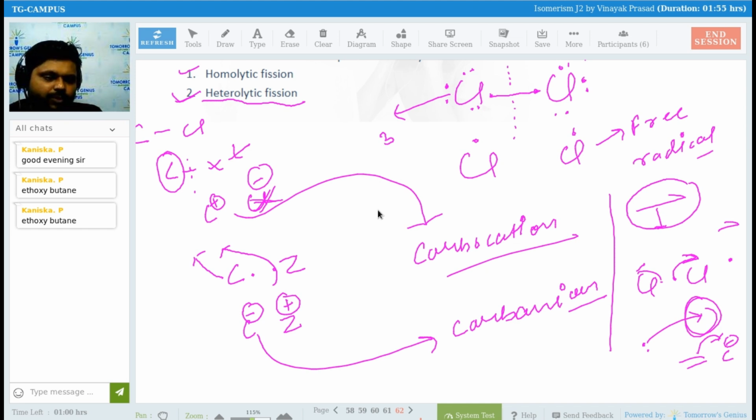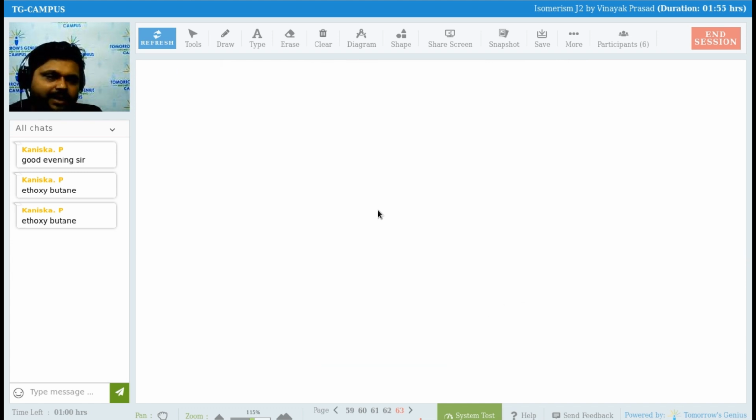Okay. Now we have seen heterolytic cleavage, and we are going to look at reaction intermediates. As we have seen just now, the free radical, the carbocation and the carbanion. Now we are going to see their stability. Let's suppose we have this carbon with a free radical, CH3, so a free radical has been generated.